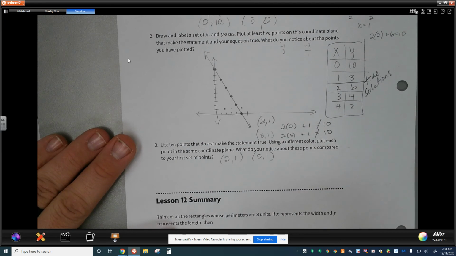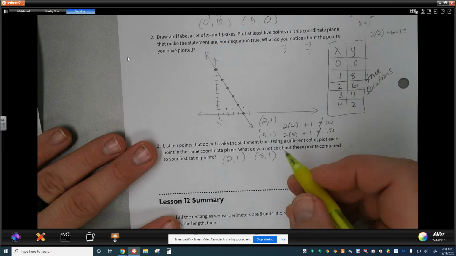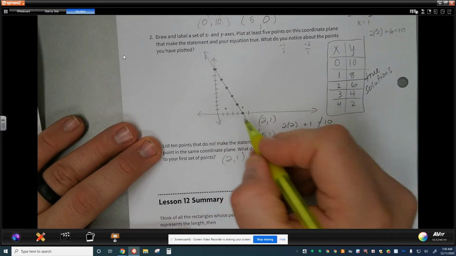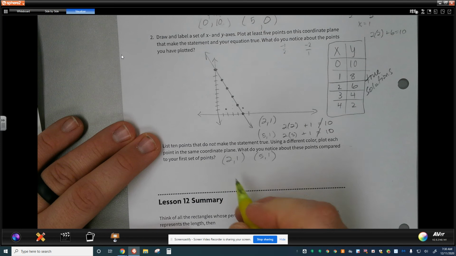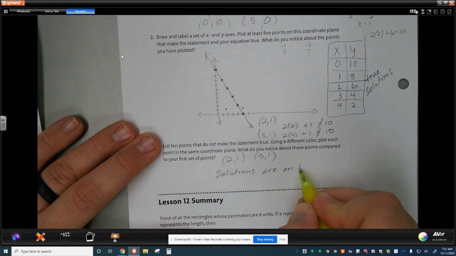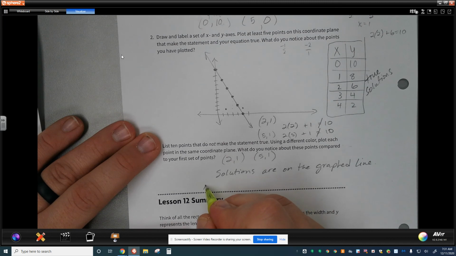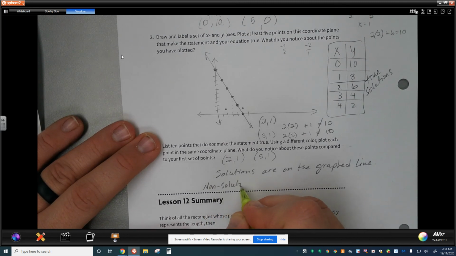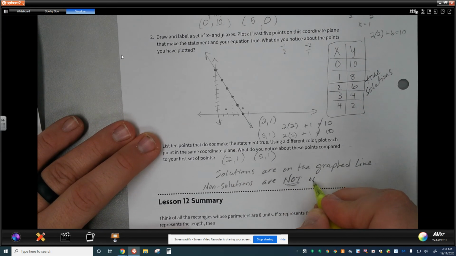Using a different color, plot each point on the same coordinate plane. I could plot all kinds of points all over this coordinate plane, and as long as these points are not on that graph, they are not solutions to this equation. So what do you notice about these points compared to your first set of points? Solutions are on the graph line. Non-solutions are not on the graph line.